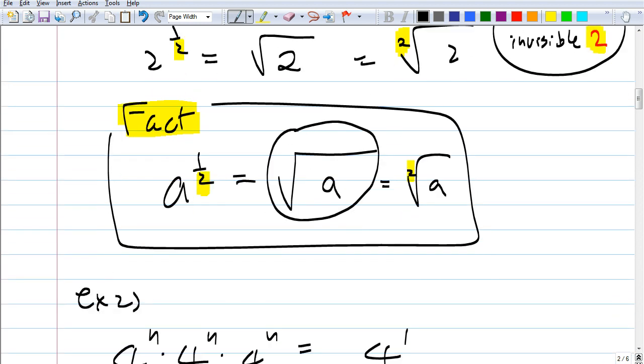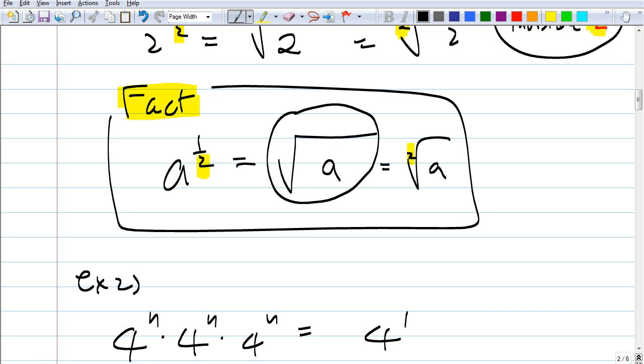Okay, so why don't you try this one? Everybody try this one here. 4 to the n times 4 to the n times 4 to the n equals 4 to the first. What do you think this n is? Go ahead, everybody figure this out. And Cameron, hopefully this example will show you why we need that 2 really.